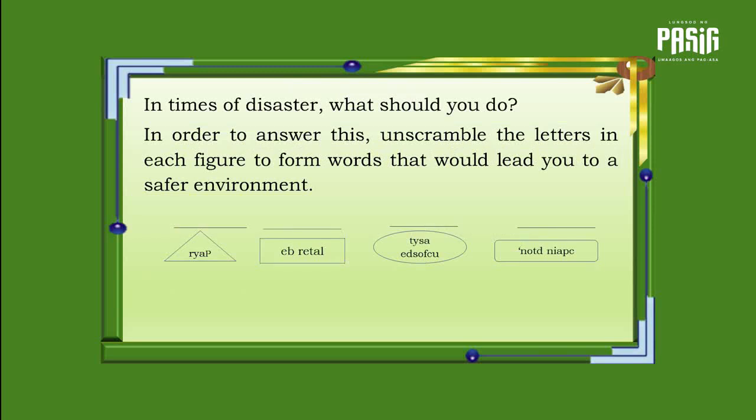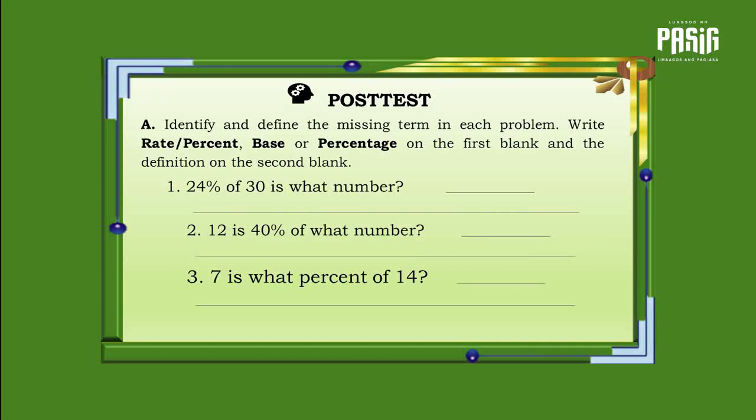In order to answer this question, unscramble the letters in each figure to form words that would lead you to a safer environment. This time, you are going to unscramble the letters or the words in each figure so that you will be able to form the correct word. So I hope that you were able to unscramble and form the correct word in each of these figures. Let's now proceed to your post-test.